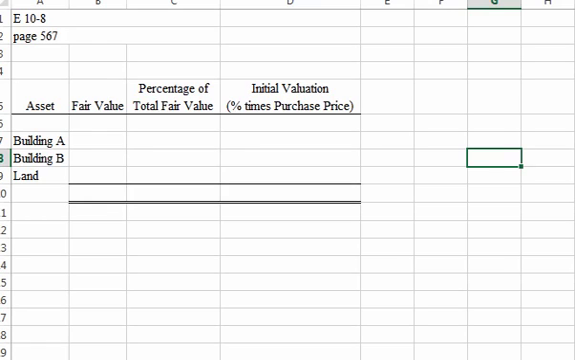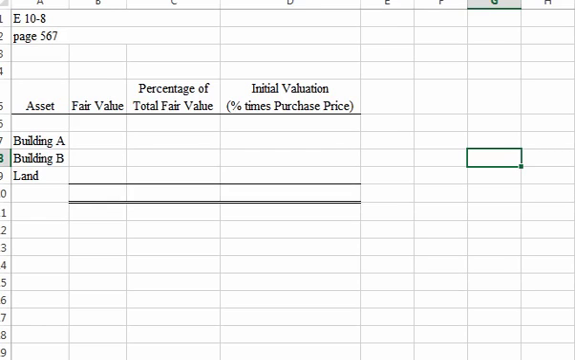Okay, we'll now take a look at exercise 10.8 on page 567. Let's read through it. What's happened here, you guys, they have bought three assets. Buildings were creatively named Building A and Building B. But anyway, they bought Building A, they bought Building B, and they bought some land.